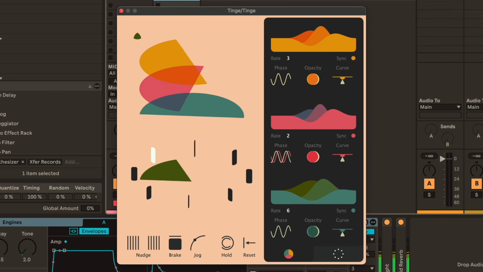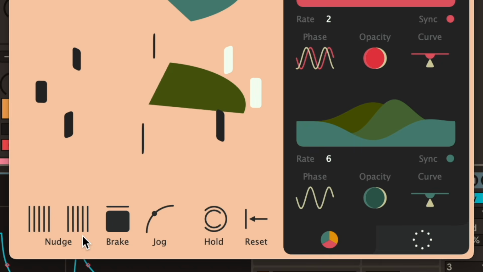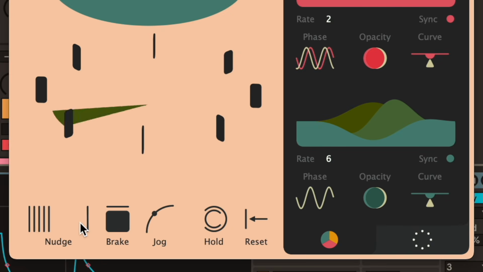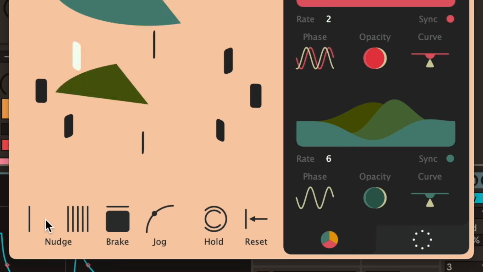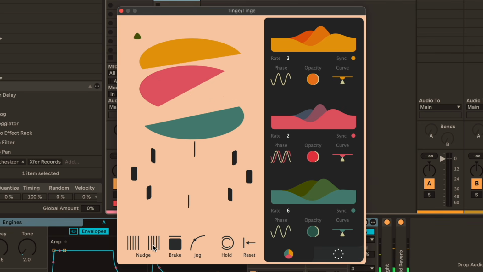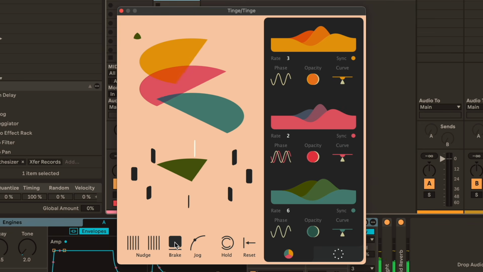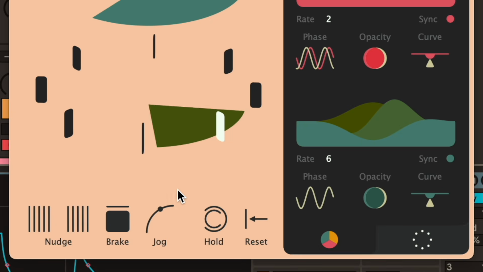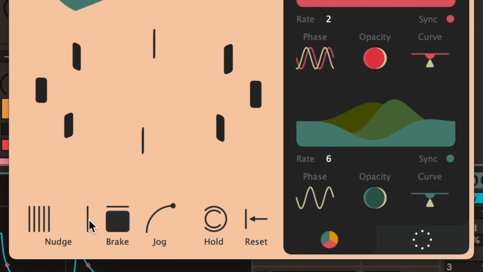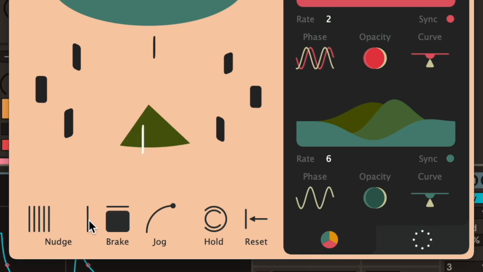Global controls are performance controls, starting with nudge, which accumulates in power the longer it's held. And brake, which halts the spinner's motion over time while it's being held. The intensity of these controls are set by jog, for a gradual or an abrupt nudging or braking.